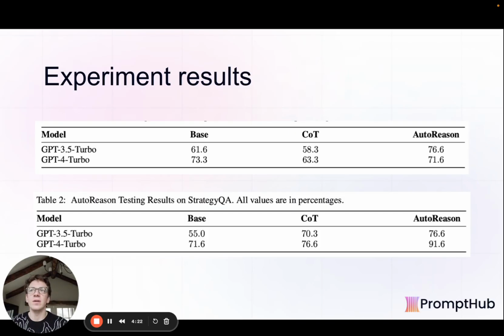HotpotQA is a very simple data set where the questions can almost be yes or no type of questions. I can't remember an example off the top of my head, but they're pretty straightforward. And so that's this top version here. And what you can see is it helps on the smaller, older models. So for a dumber model, 3.5 Turbo, chain of thought actually decreased the performance, but AutoReason increased it.